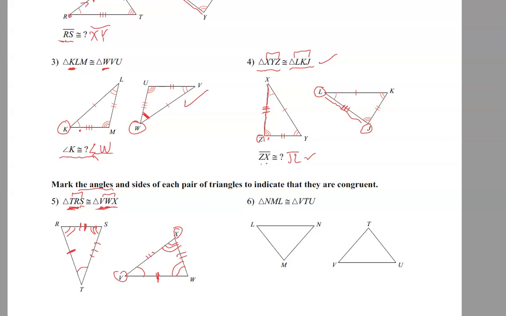All right, so same thing with 6. Angle N has to be congruent to angle V. So I'm going to mark those with a single tick.